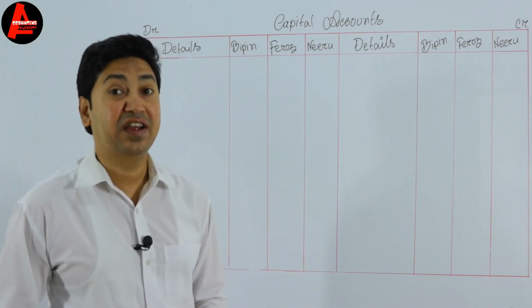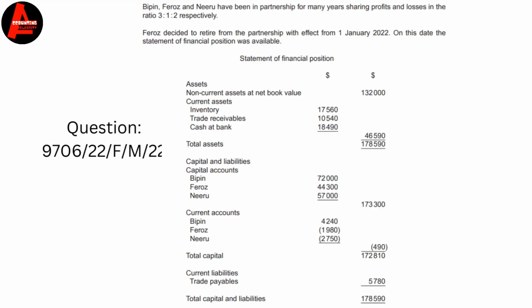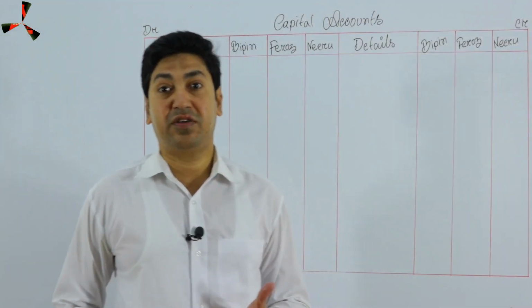Before we start, let us have a look at the question. Bipin, Feroz and Nero have been in partnership for many years, sharing profit and losses in the ratio of 3:1:2 respectively. Feroz decided to retire from the partnership with effect from 1st January 2022. On this date, the statement of financial position was available. Here we see non-current assets, current liabilities, non-current liabilities and total assets. So this is the balance sheet.